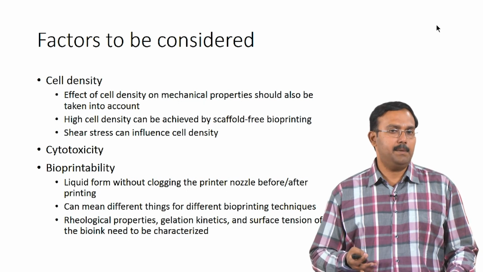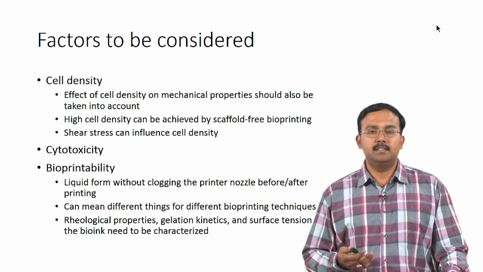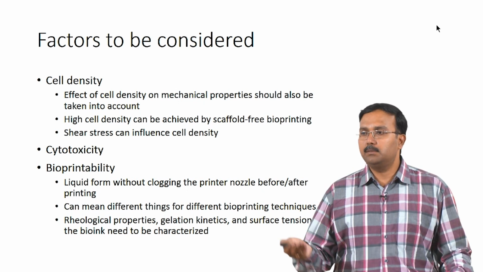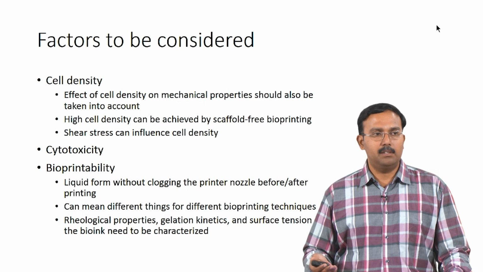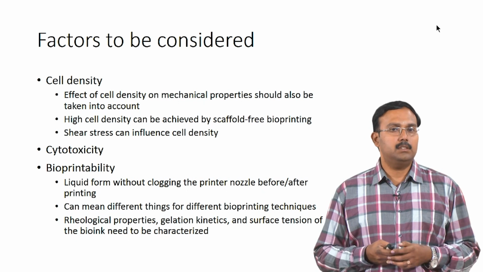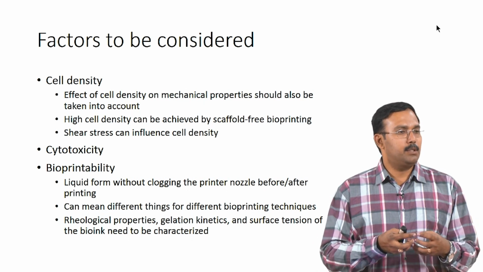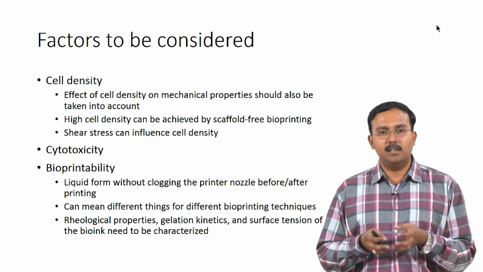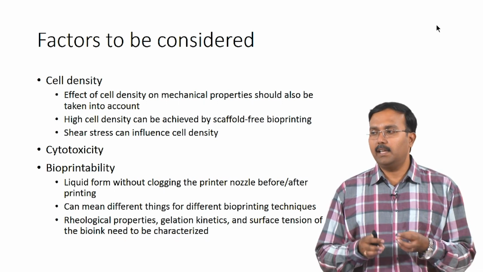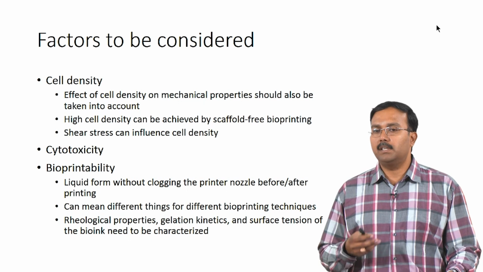High cell density can be achieved by scaffold free bioprinting. You need to understand that the shear stress can affect cell density. Depending on the 3D printing technique used, the cell density will also be affected. So, cytotoxicity of the ink has to be taken into consideration. Obviously, it is not just the polymer you are using, you might have a solvent, you might have other additives which are present along with the polymer. So, you would have to take all of that into account while you are printing. The cytotoxicity of all the components has to be looked at.